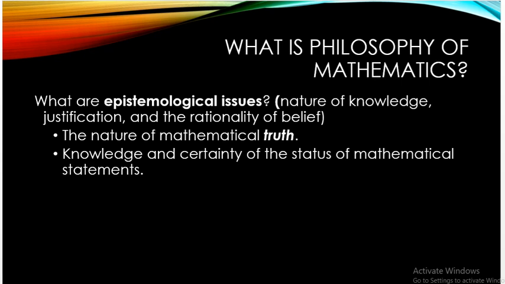Now we will see what epistemological issues are and what epistemology means. Nature of knowledge, its justification, or we can say the rationality of belief. It means the knowledge we are teaching in mathematics: what is its nature, what is its justification, what is the rationality behind it, what is the belief behind it, and how it came into existence.